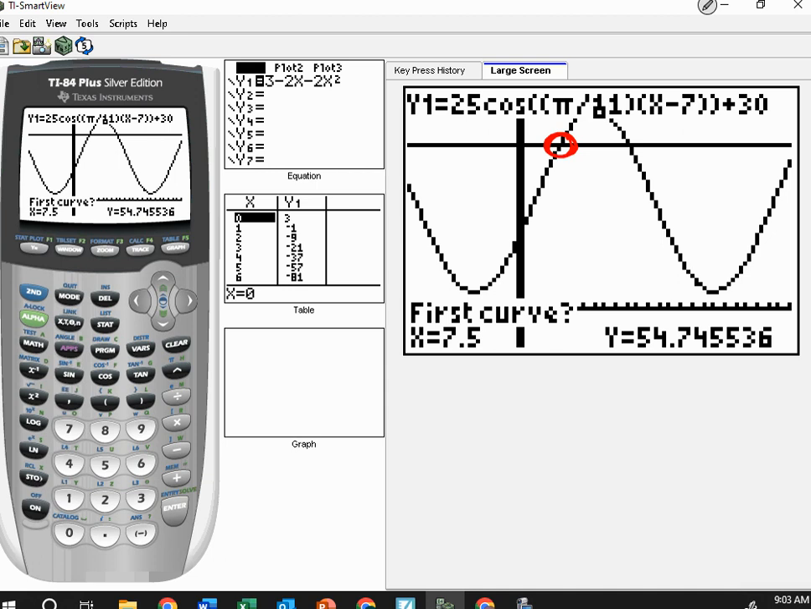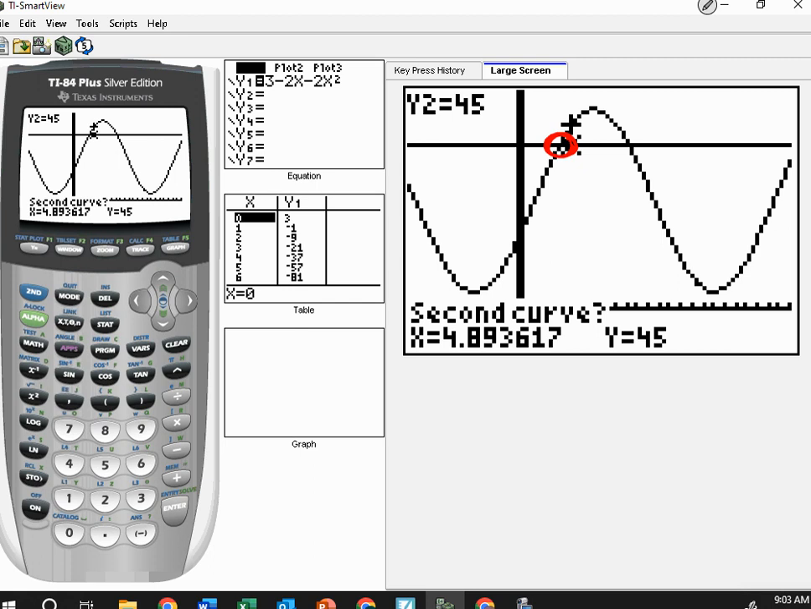You want your little flashy cursor to be closer to the intersection you're looking for. It does not need to be right on it, but I want to make sure it's a little bit closer to the one I'm looking for. So I moved it over. And then you'll see at the bottom it says first curve with a question mark. It's asking you, is this the first curve? You're going to push enter.